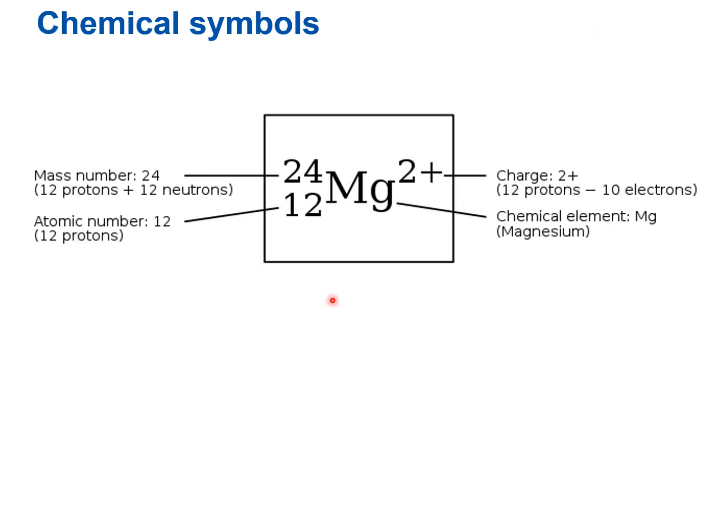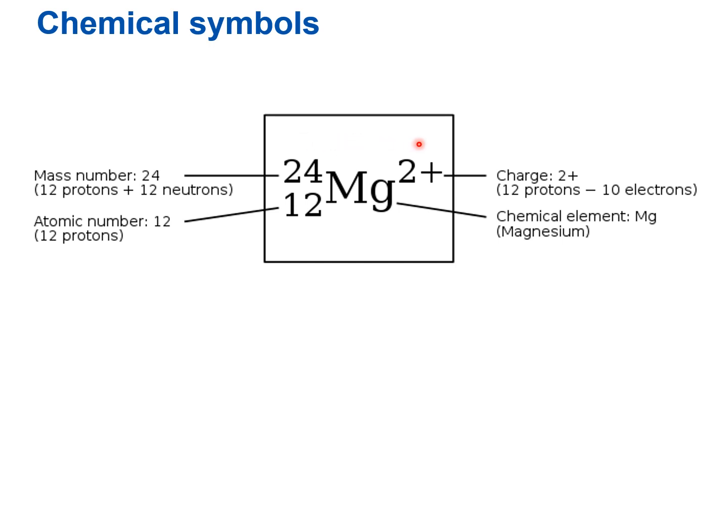Let's look at this chemical symbol here. I've shown you the upper left hand, lower left hand, and upper right hand. Let's start down here at the lower left hand. This number, which doesn't always have to be there, is the atomic number. For magnesium, which is what we're looking at here, that's 12. The mass number is the protons plus neutrons. In this case, we're thinking about an atom that has 12 protons and 12 neutrons, so a total of 24.